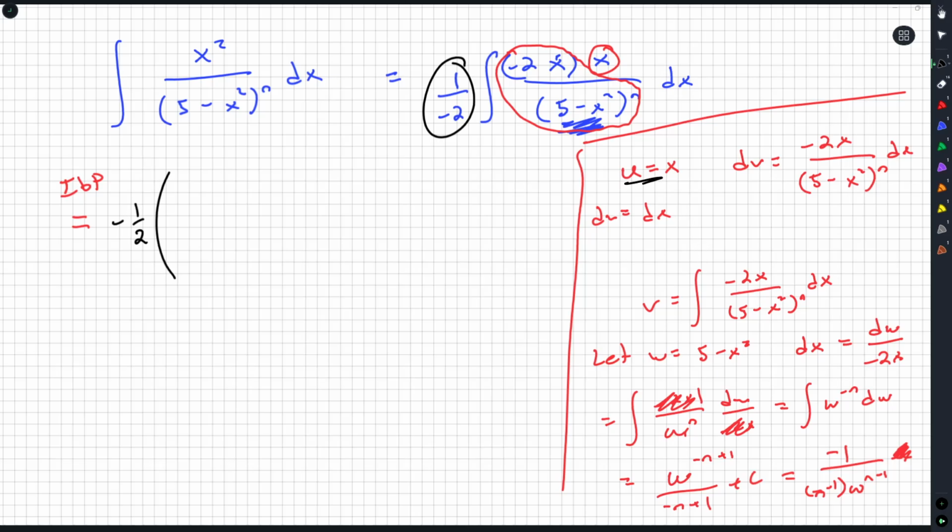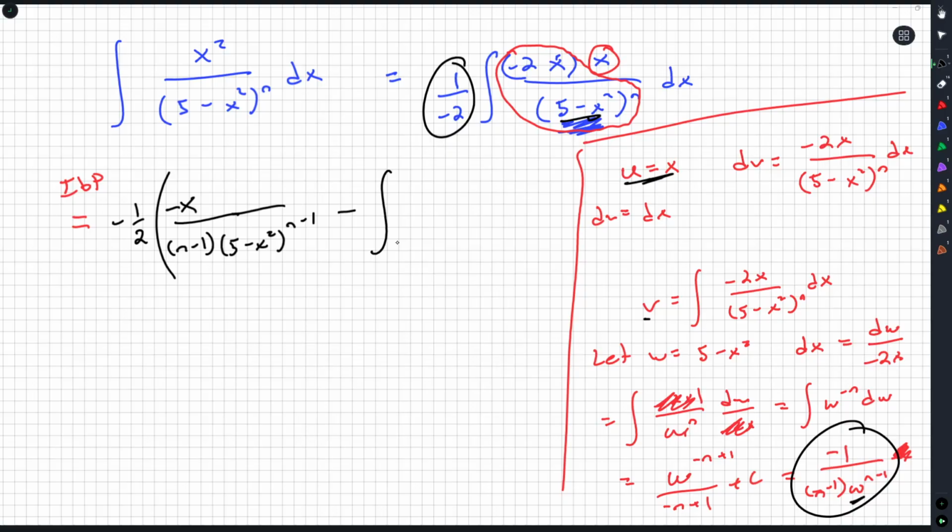Integration by parts says, okay, you take your u, you take your v, which is, well, we'll have to put the w back in, but we'll get x times -1 over n minus 1 times my w, which was 5 minus x squared, but now to the n minus 1. So that's my function minus the integral of v du. Well, the du is just dx. And then what have we got? A -1 over n minus 1. Those are constants. 5 minus x squared to the n minus 1. So the minus signs, we can start messing around with those. Those go away. And then we can bring out the 1 over n minus 1 here.